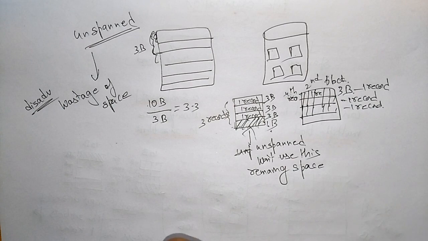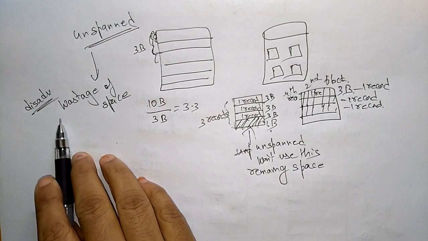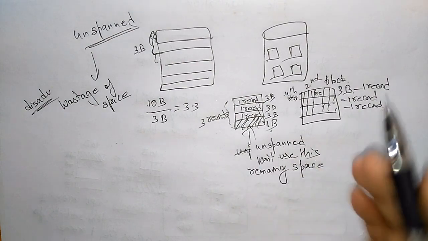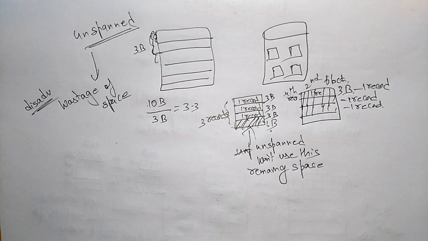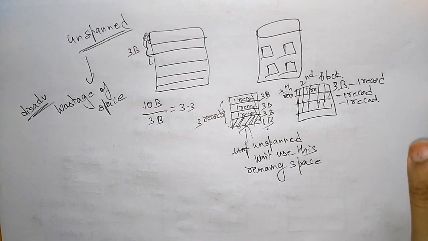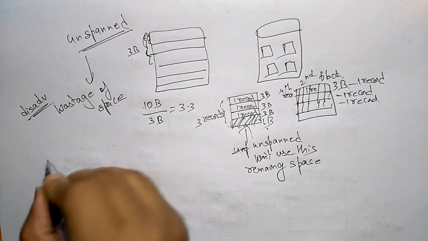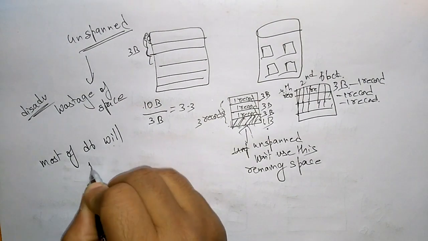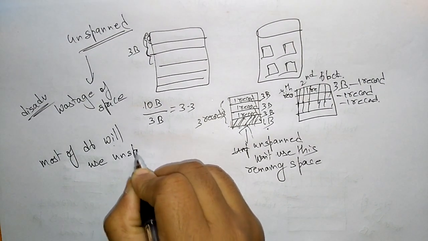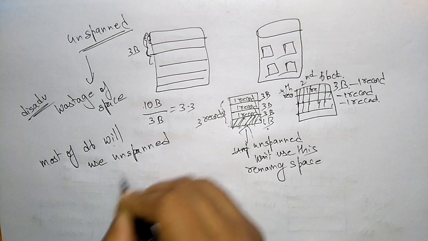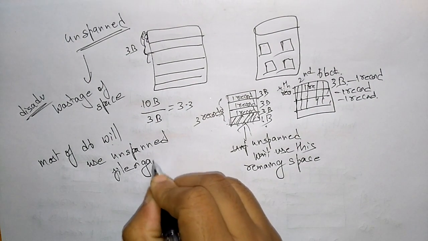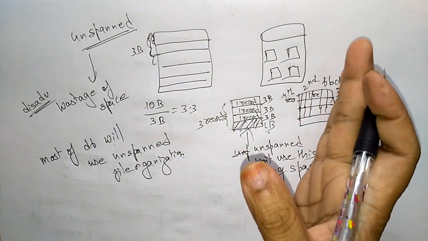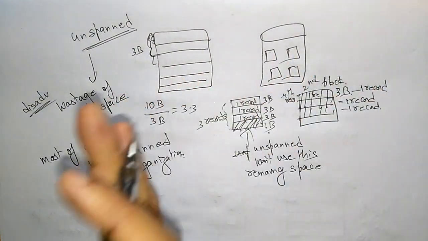So accessing the block means costlier. So here in the unspanned, it doesn't bother about the wastage of the space because hard disk cost is less when compared to the block accessing. So most of the databases will use unspanned file organization.